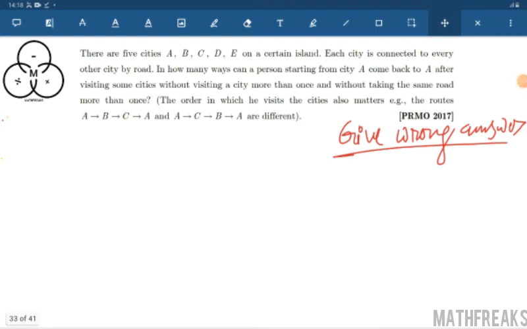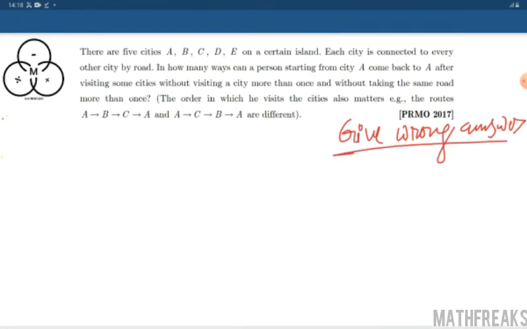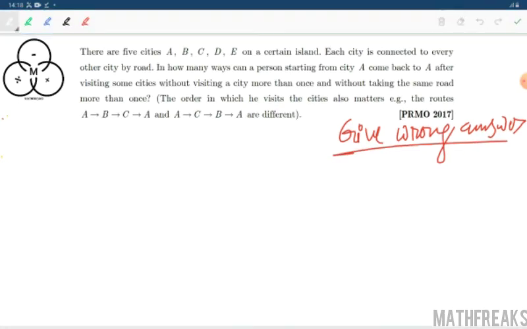There are 5 cities A, B, C, D, E on a certain island. Each city is connected to every other city by road. In how many ways can a person starting from A come back to A after visiting some cities, without visiting a city more than once and without taking the same road more than once? That is the most important thing. Where will we make the mistake? Okay, let me start with the mistake only.